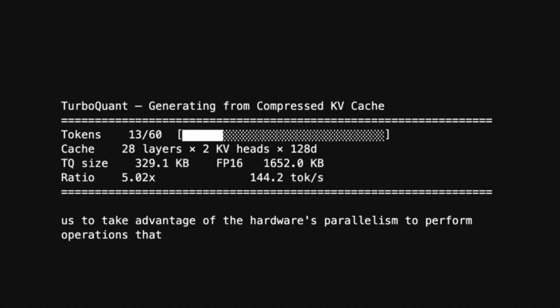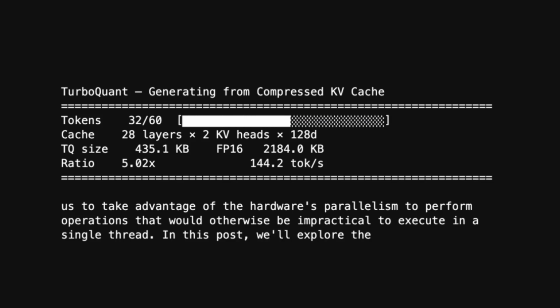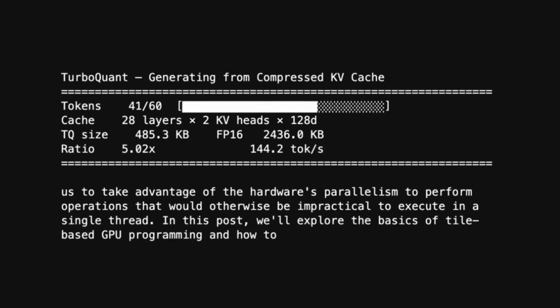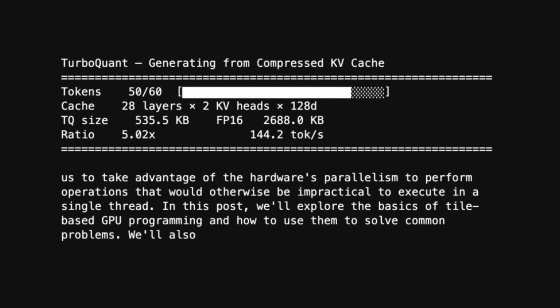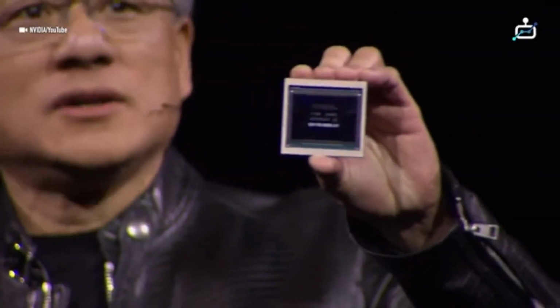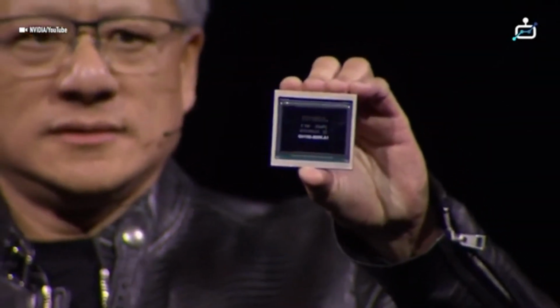I spent my weekend writing a compression engine that shrinks a transformer's KV cache 5 times, and the model doesn't even notice. This is Qwen 2.5 generating live from compressed memory right now. It's built on 5 custom GPU kernels, all running on NVIDIA's most advanced chip, the Blackwell B200.